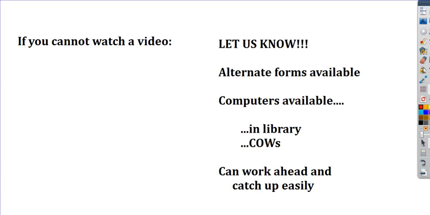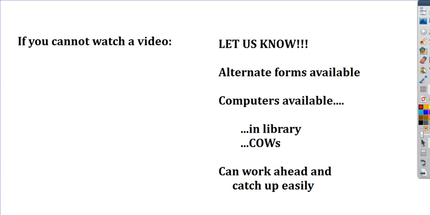It could be a printed out version, like there will be a scripted version of this lesson today available for you to be able to look at. It could be just looking at some pictures, practice problems from a book. But either way, it is going to be something that will allow you to get the lesson that you need without using the video if you're unable to get the internet access.